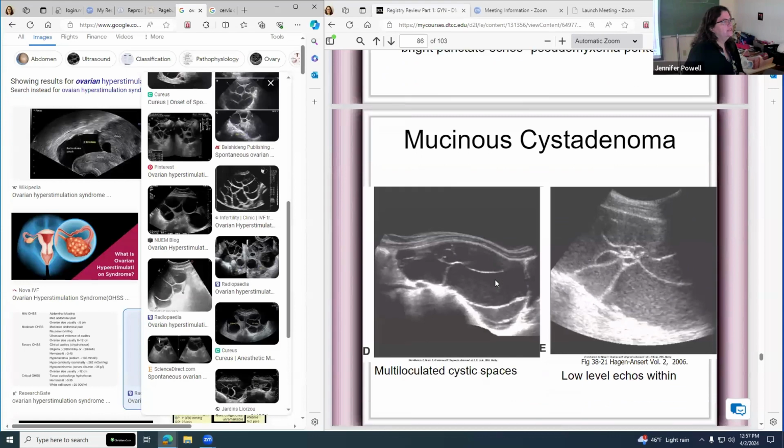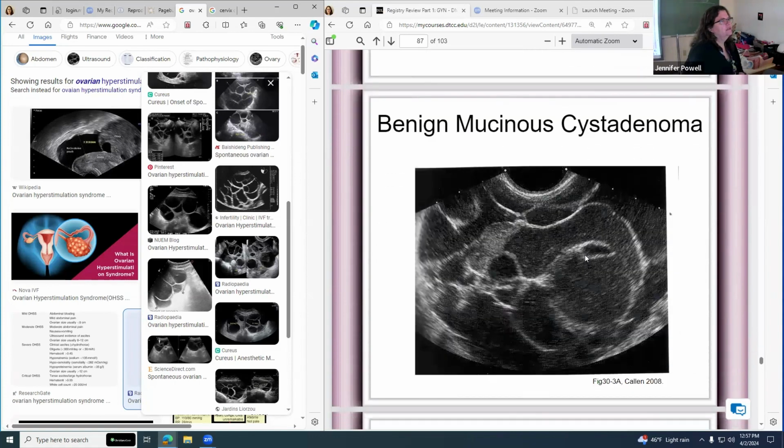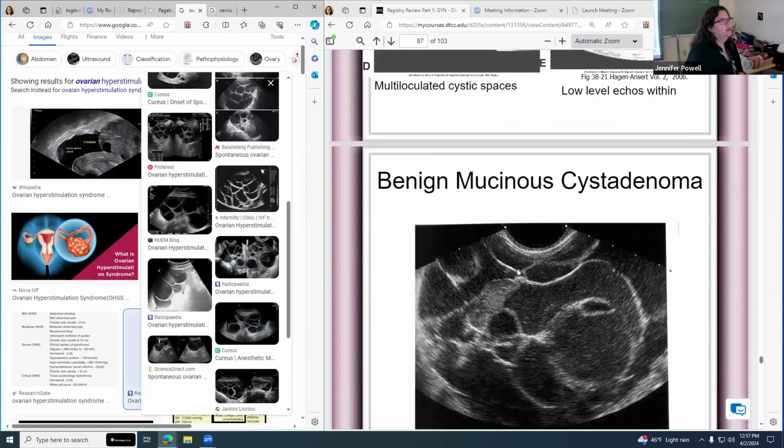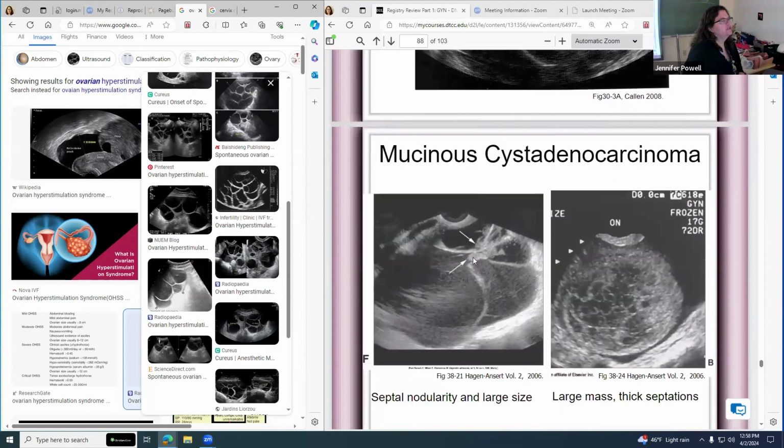So here we go. This is a cystadenoma, non-cancerous, multiloculated cystic spaces, low-level echoes, again benign. Now this one's cancerous because the septations are now thickened. And you have septal nodularity and a larger size. This one is a large mass with thick septations.